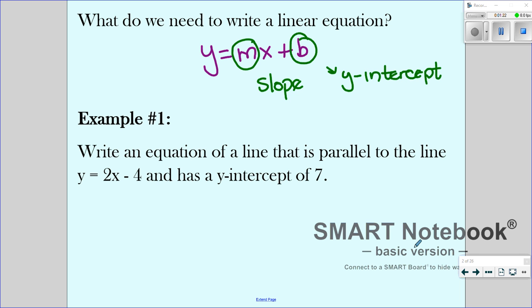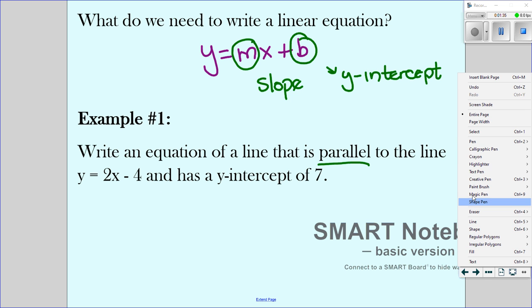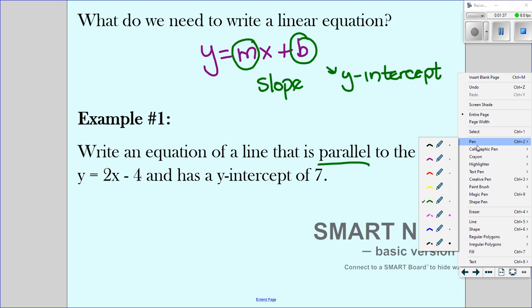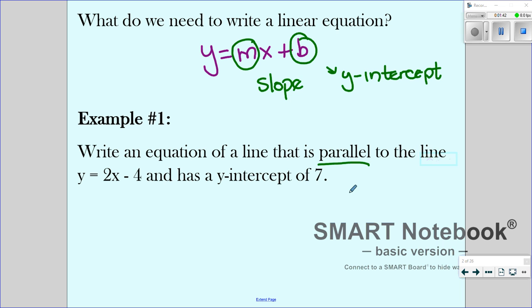So we're going to do an example. It says, write an equation of a line that is parallel to the line y equals 2x minus 4 and has an intercept of 7. In order to do this, we need those two things, the m and the b, the slope and the y-intercept. So let's look at the equation that they gave us. I'm going to focus on the slope. This is our slope, 2. So for this one, I'm going to put m equals 2. They gave us the y-intercept, which is b, and it's equal to 7.